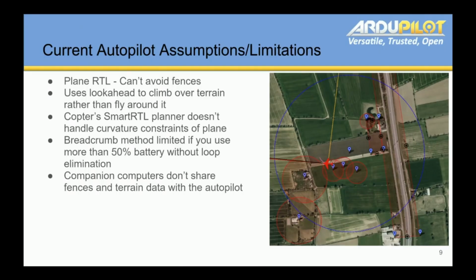But unfortunately, these don't work on plane because plane has curvature constraints. So those constraints mean that you can pretty frequently violate your fences, especially if you're very close to them. There's a method to do breadcrumbing, but that doesn't work quite as well in plane if you use more than half your battery, unless you do some loop elimination, which takes a lot of memory. And finally, currently, for the companion computers, we don't really have any libraries built up to share fences and terrain data between the companion computer and the autopilot and make sure they're all synchronized.